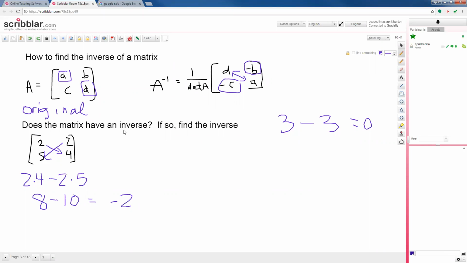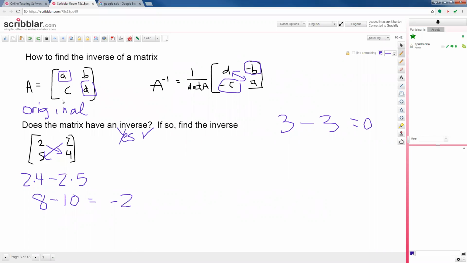So the question said, does it have an inverse? Does it have an opposite? The determinant, if it becomes a 0, if we calculate this all out and we get a 0, that means there's no inverse. If it's any other number than 0, then we can say, yes, this is an inverse.